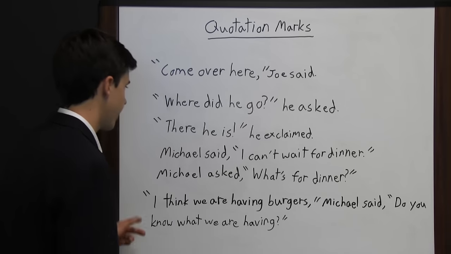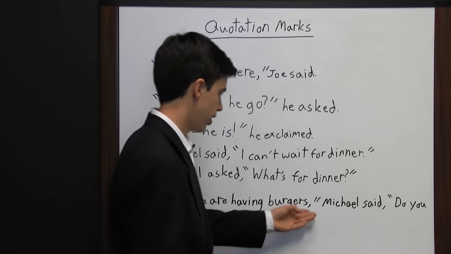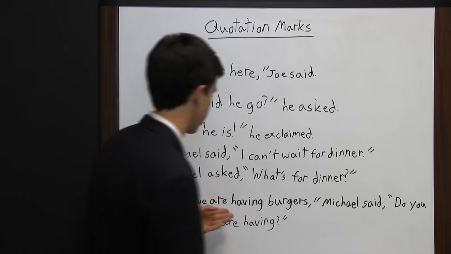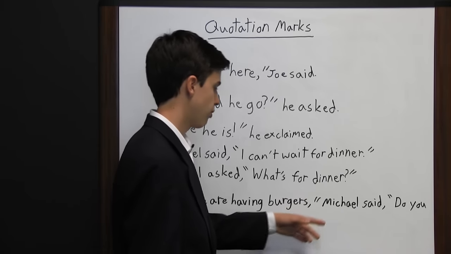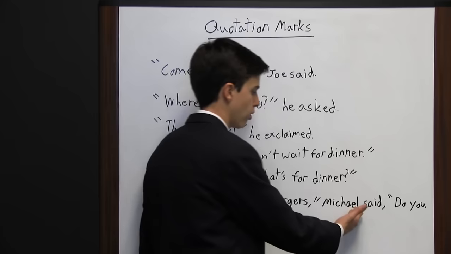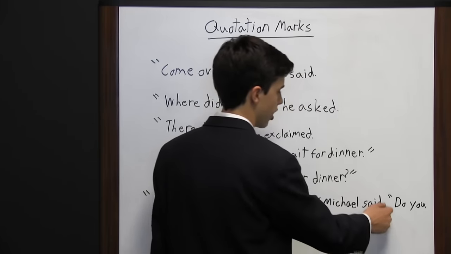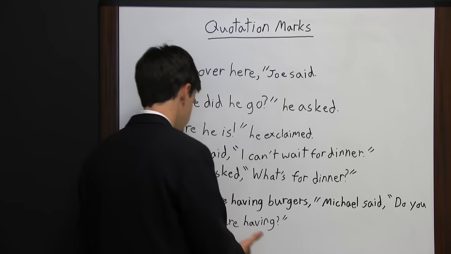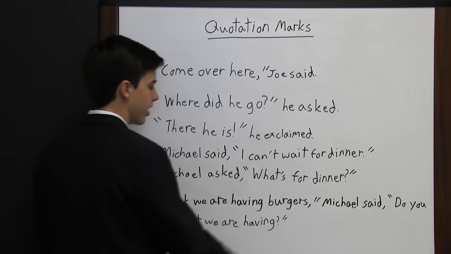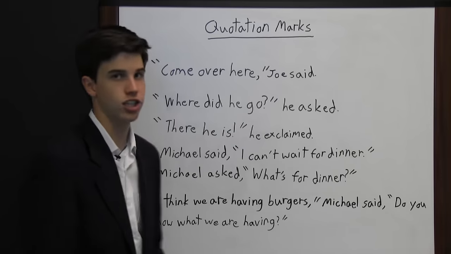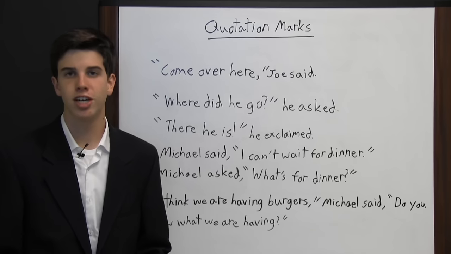So it says, "I think we are having burgers." So we open up with quotation marks. We have the quote right here. We end with a comma because this is a declarative sentence. Then we have another set of quotation marks. Then we have something outside of the quotes because we're saying that Michael said this. And then we continue on with what Michael said. So we open up with quotation marks. And it says, "Do you know what we are having?" This is a question, so we use a question mark. And then we end with quotation marks. So those are the important things you need to remember when using quotation marks.